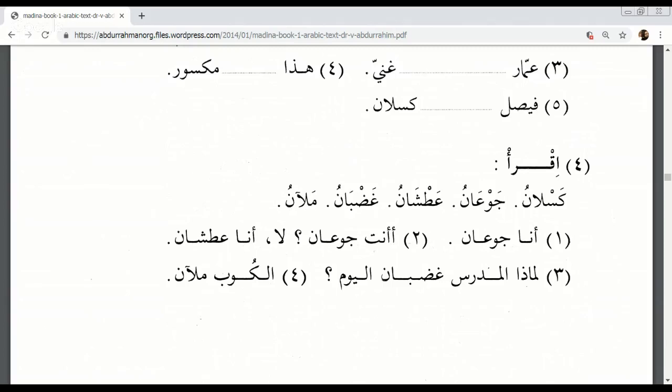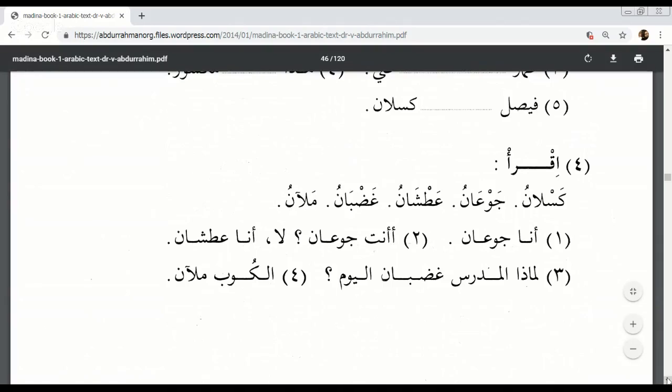Okay. So if I read the next sentences now, I have ana jaw'anu, anta jaw'anu, la ana atshanu, لماذا المدرس غضبان اليوم؟ الكوب مليان. Is it مليان or ملانو? I have to double check that one. Okay, does that make sense? Any questions at all? Now, what are we supposed to do with this? It's just a reading exercise, that's all.